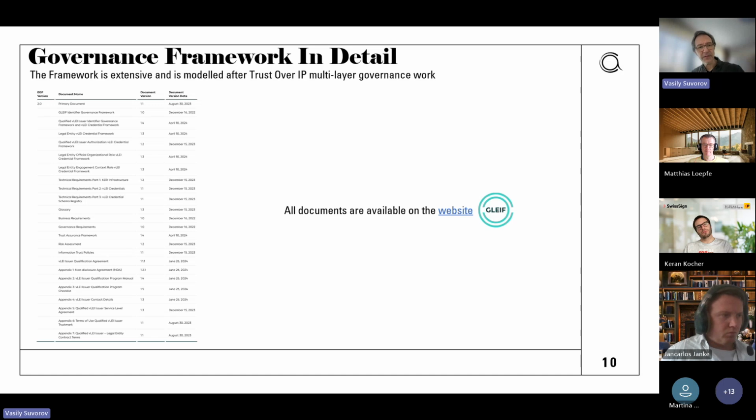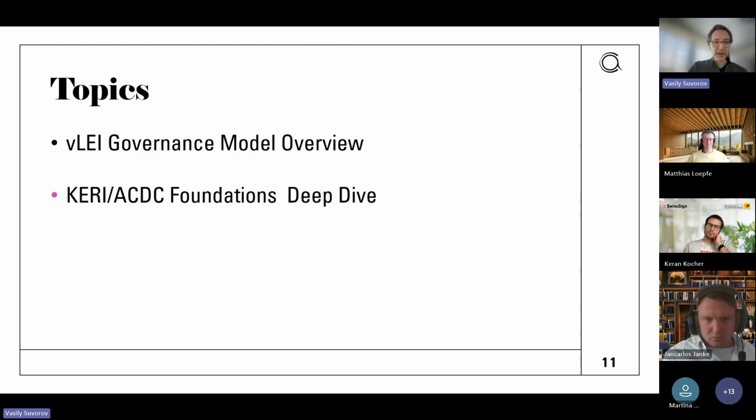There's actually lots of different documents listed here. And as I mentioned, this governance framework is based essentially on the work done by the Trust Over IP Foundation. It's a living process. You can see that some documents have been updated recently just to close certain gaps or to clarify certain things. So you can go to the website and take a look at this. It's an interesting read, actually. Hopefully that's all clear now.